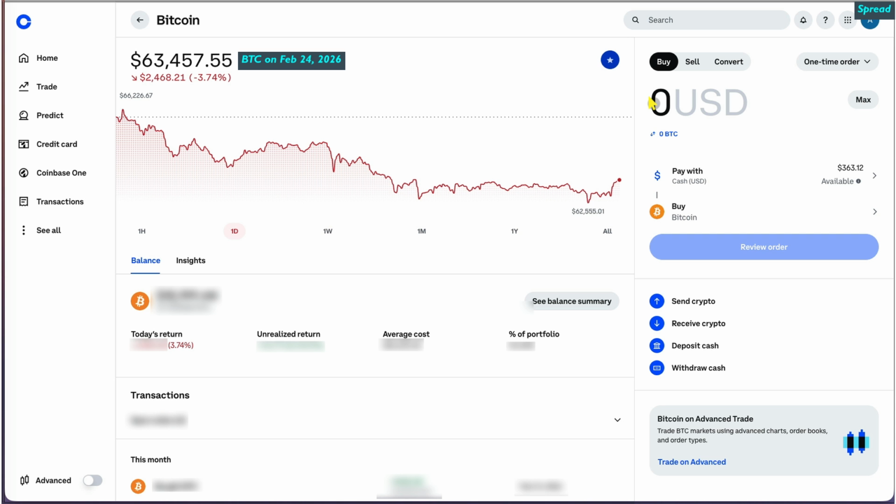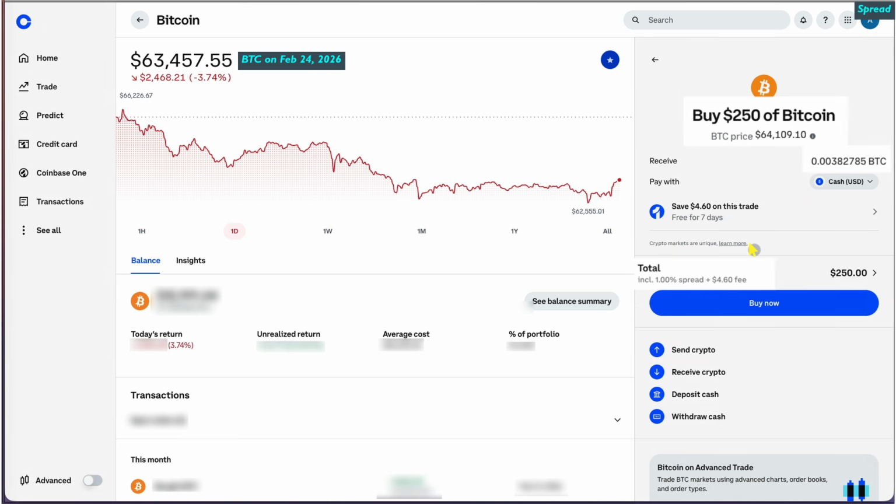Another important item to understand is the spread. Here the market price of Bitcoin is $63,472. But when I try to buy $250 worth of Bitcoin, the price shown under the Bitcoin amount is $64,109. That's because a 1% spread is being applied to this transaction. This means I am receiving less Bitcoin than I would at a true market price.